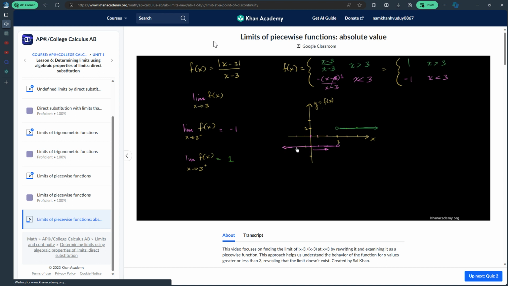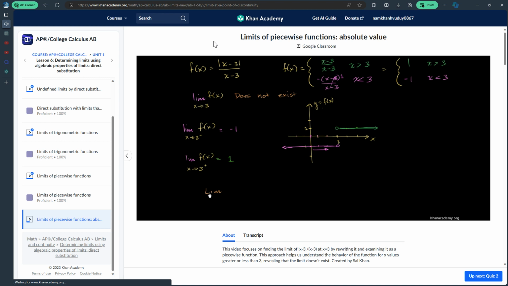So now we have something strange. We seem to be approaching a different value when we approach from the left than when we approach from the right. And if we're approaching two different values, then the limit does not exist. So this limit right over here does not exist.